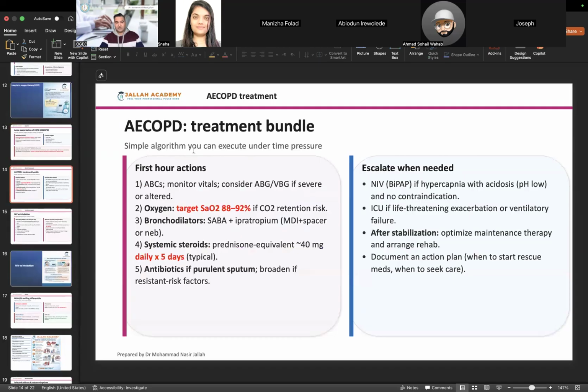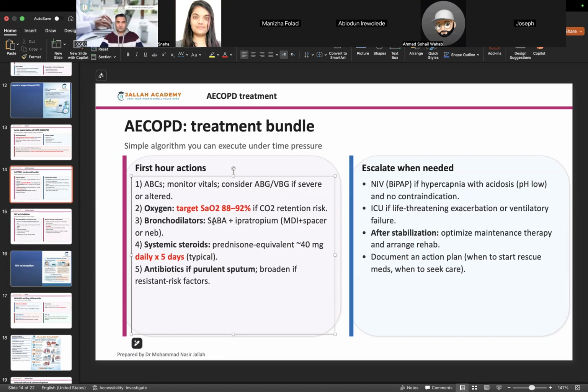Treatment bundle, a simple algorithm. You can exclude under time pressure. Very important: in the first hour that you encounter a COPD patient, ABC, monitor vitals, consider ABG or VBG if severe or altered. Usually we don't do this unless the patient's condition is severe or the patient has altered mental status. And oxygen, again, I made it red. Please memorize this: 88 to 92%. Otherwise, there is a CO2 retention risk, it causes CO2 retention.